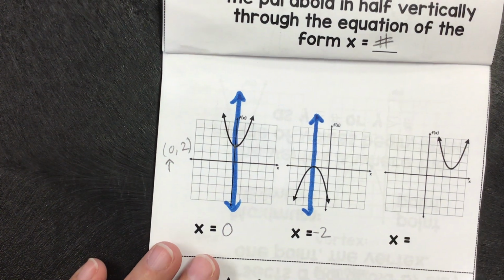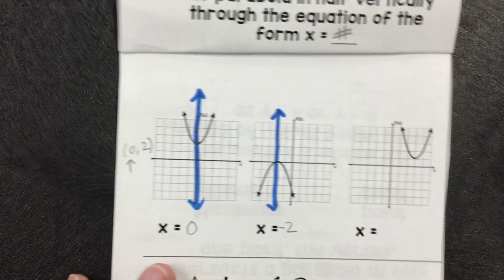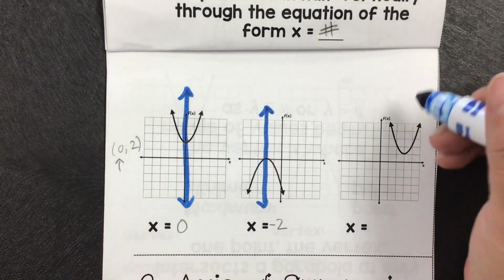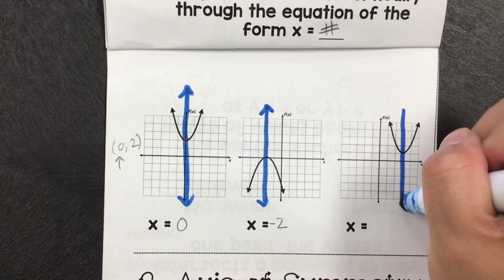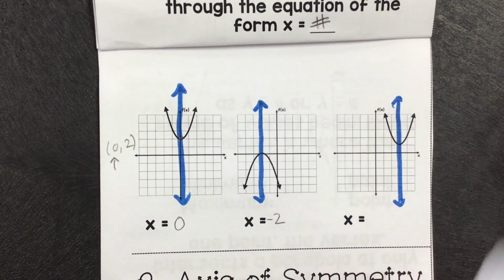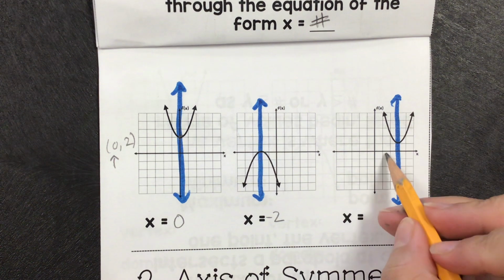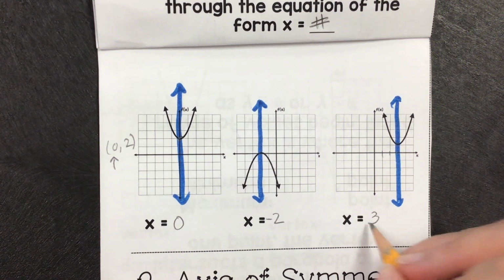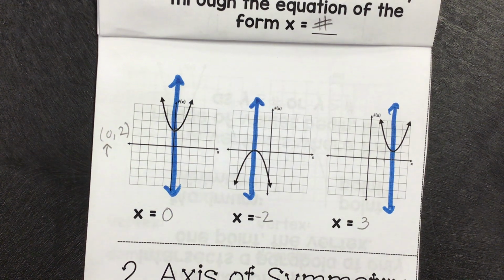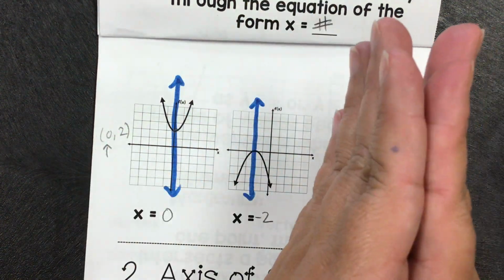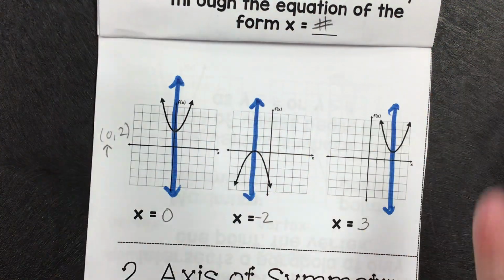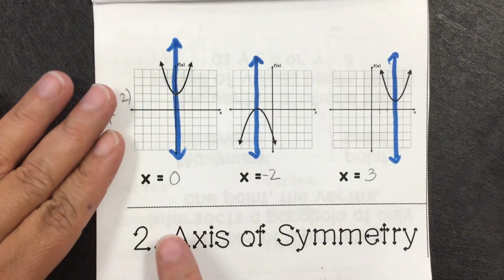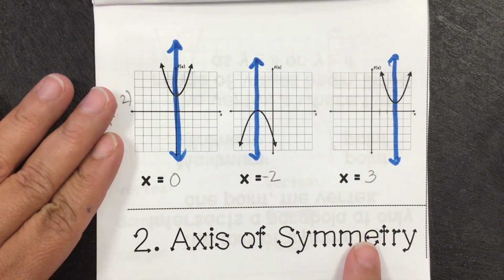The x value is negative 2. Then over here is the line where it would cross. This one crosses the x-axis at 1, 2, 3, at a positive 3. That means that at the positive 3, if I would fold this thing over, they would look the same on both sides. And that is the axis of symmetry.